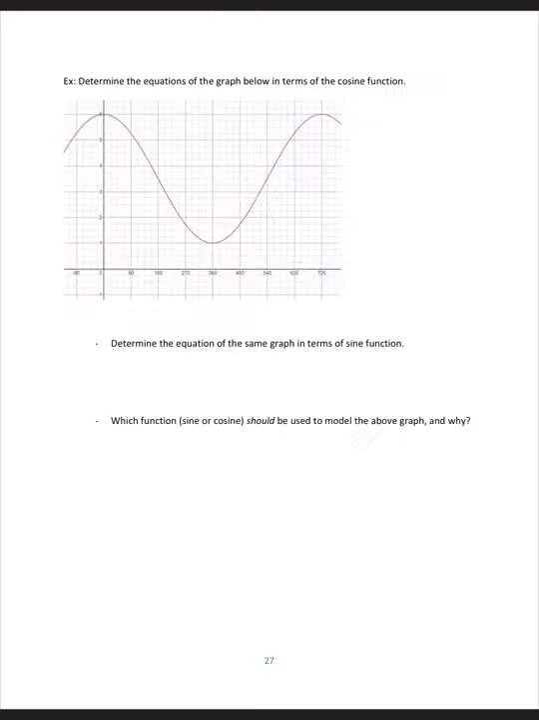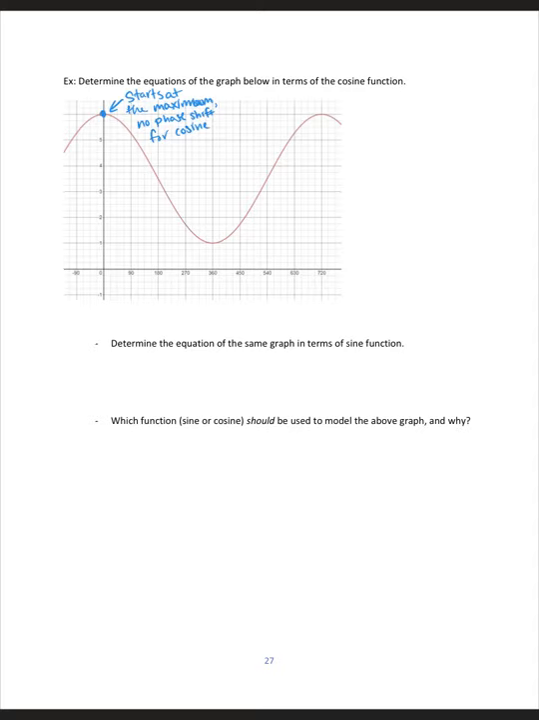Okay, now we're going to look at determining the equation from the graph, not just being given information, but if you have a graph, can you identify the equation? So it says to determine the equation of the graph below in terms of the cosine function. So remember that our cosine function starts at our max, as does this graph. So since this graph starts at the maximum, we're going to require no phase shift, right? We don't have to shift it left or right at all for cosine.